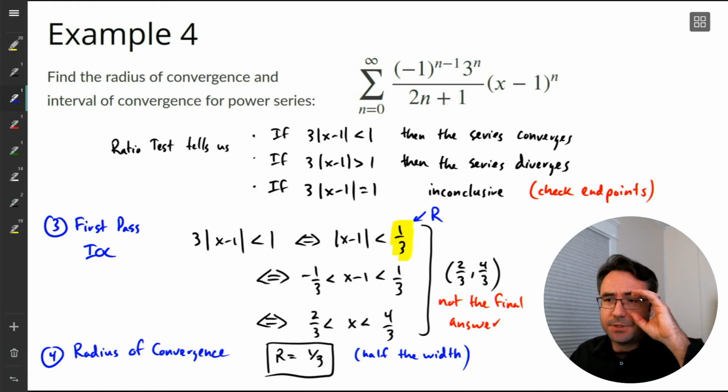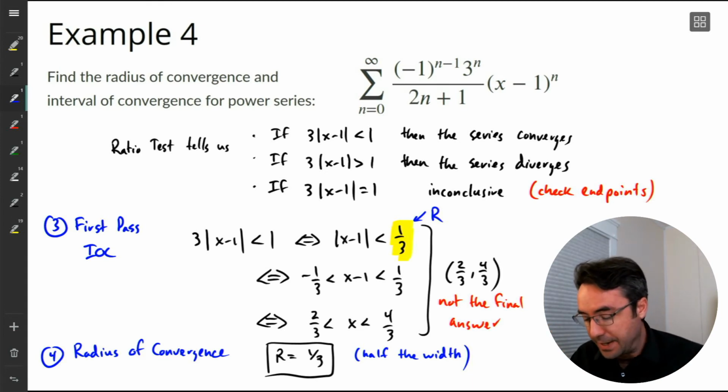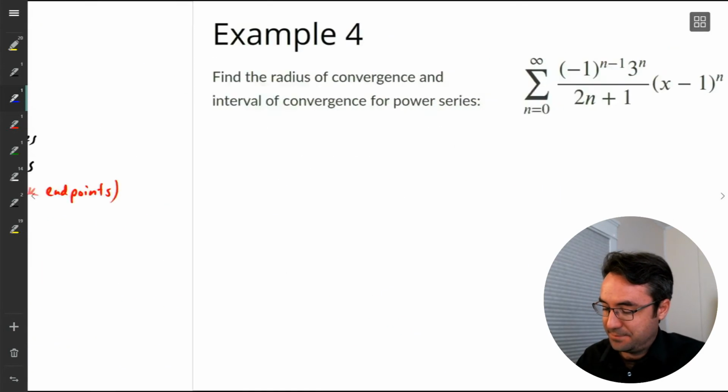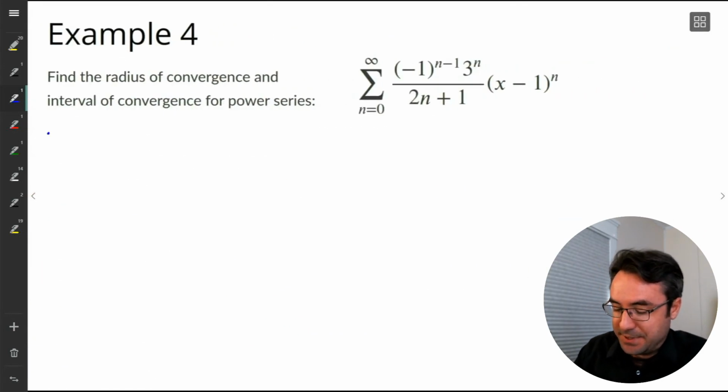All right, so now we have an idea for our interval of convergence. We've actually found the radius of convergence. Now we actually need to check the endpoints. So let's do that. So that's the next step. Step 5, check endpoints.